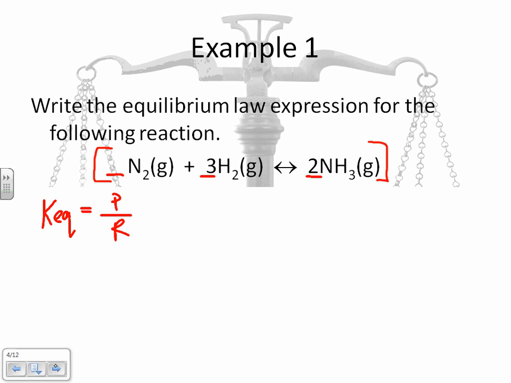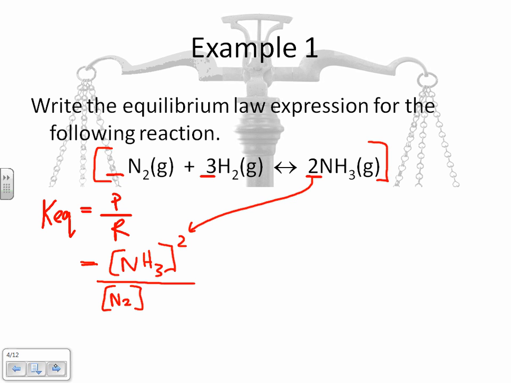If I'm looking at my products, the only product I have is ammonia, NH3, and I'm going to put that to the exponent 2 because of my coefficient. I'm going to divide that by my reactants. In this case, I've got N2 to the exponent 1 because there's no coefficient in front of it. You don't necessarily have to write anything in there; I'm just doing that to clear things up for now. My other reactant is H2, and that's going to be to the exponent 3. So there is my equilibrium law expression for this reaction.